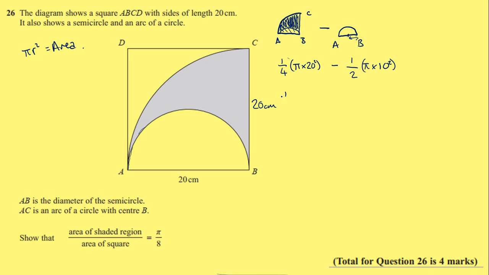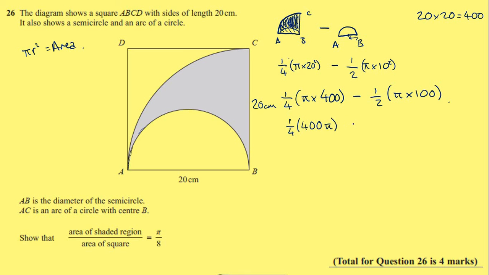So we've got 1/4 lots of pi times 20 squared. Now 20 times 20, which is 2 times 2 is 4, and 2 zeros, 400. Minus 1/2 of pi times 10 times 10, which is 100. Now we've got 1/4 of 400 pi minus 1/2 of 100 pi.